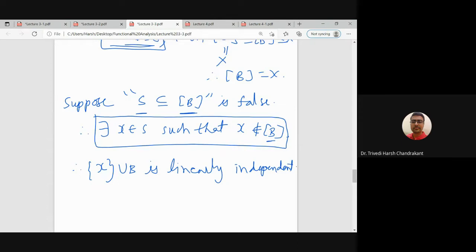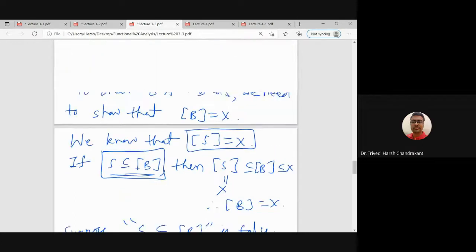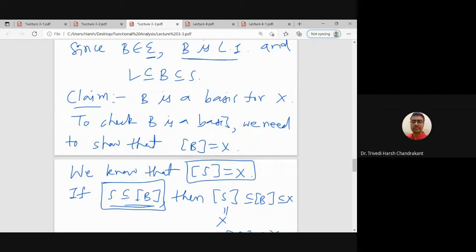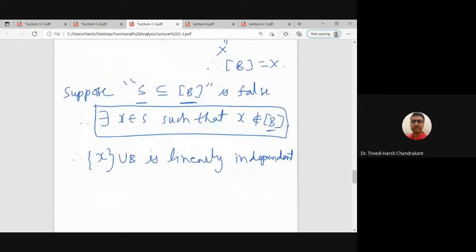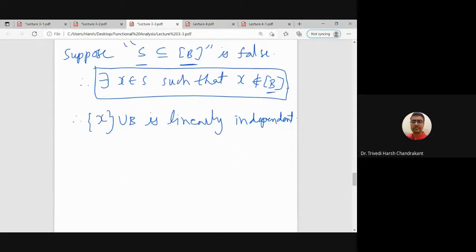Why is this true? Because we already know that B is LI, and x is not in the span, so when we add this, we get an LI subset. But now what did we get? We got a larger subset than B. In fact, if you recall the proof, why this is LI.